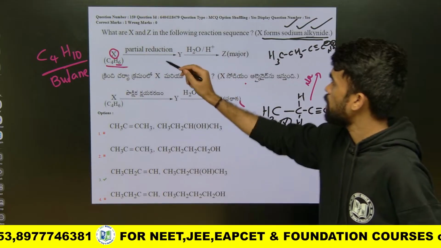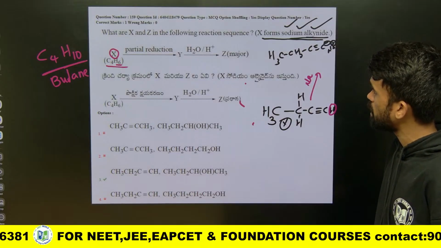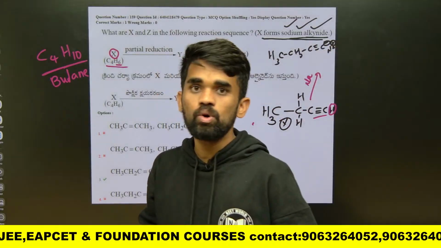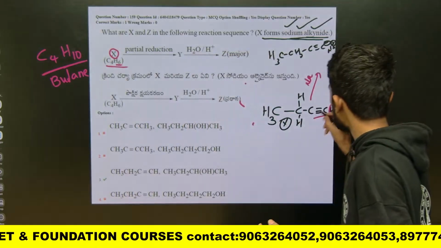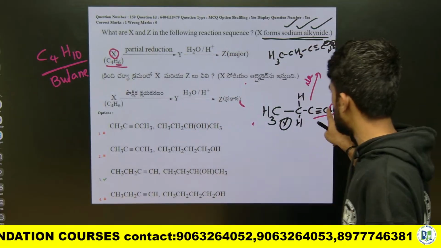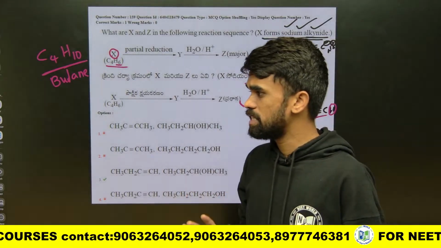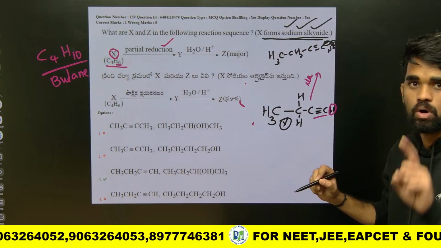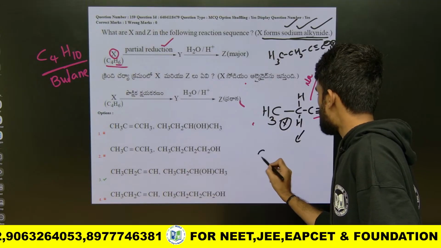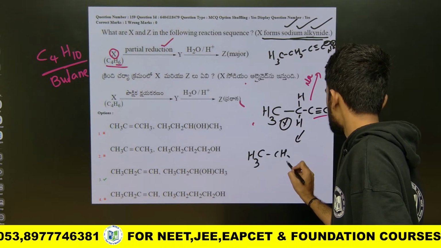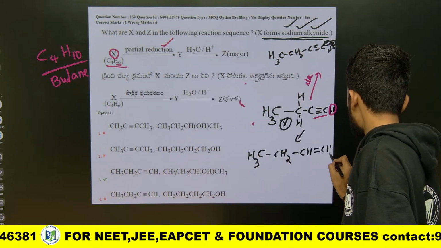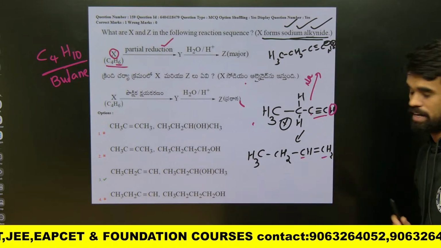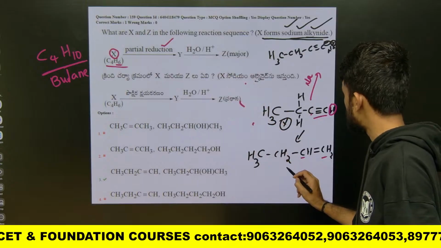Now X upon partial reduction, what does it form? Partial reduction means, see here the triple bond is there, and on complete reduction it converts into alkane. These 2 pi bonds will be removed and 2 hydrogens are added. This is the transformation that takes place. But they are saying partial reduction, which means out of these 2 pi bonds only 1 pi bond will be converted. So the alkene will remain as the product here. See what change you have seen here: 1 hydrogen on this carbon and 1 hydrogen on this terminal carbon were added. This is the partial reduction product, that is our Y.